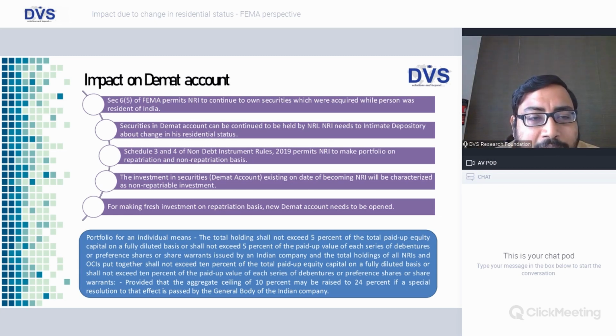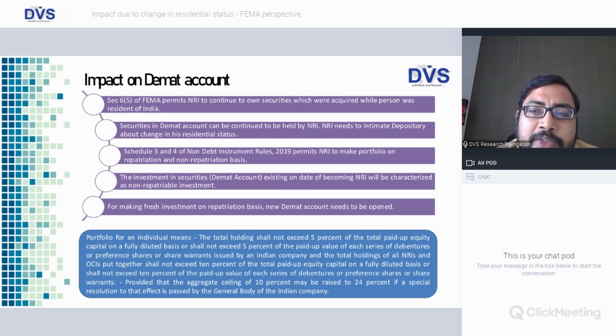So just to recap, the existing Demat account, which was opened at the time of him being resident, can be continued. It need not be closed, or the shares need not be transferred to any other account. The individual can continue to hold that account, but immediately the change in residential status has to be intimated to the depository. And second, he cannot make any fresh investments in that account itself.